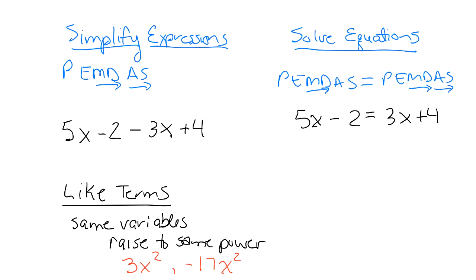Unlike terms may be something like this. So in this case, we have 5x and we have negative 11. They do not both have the same variable raised to the same power. We cannot do anything with the 5 and the minus 11 or negative 11. They have to stay separate.